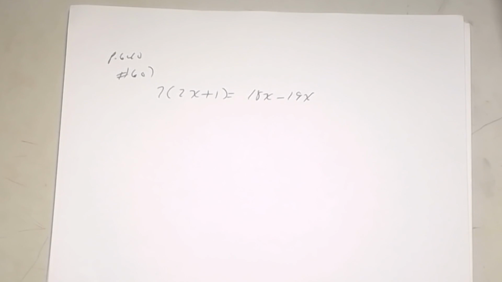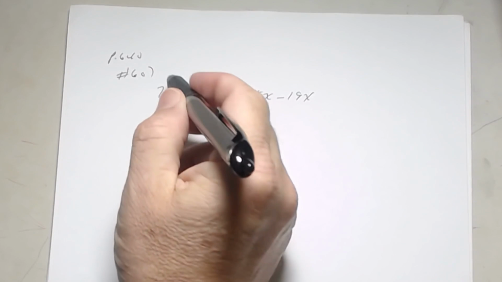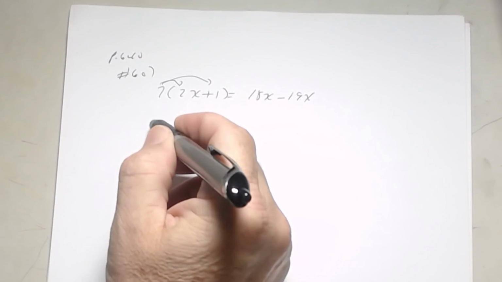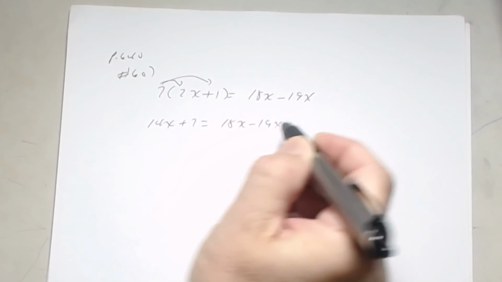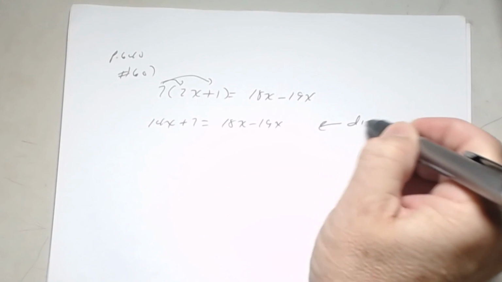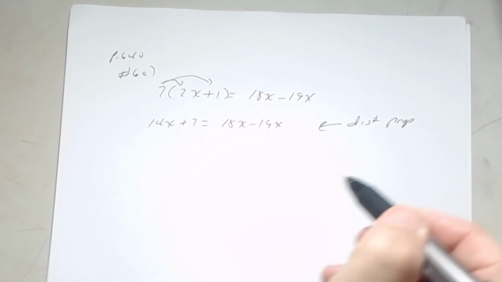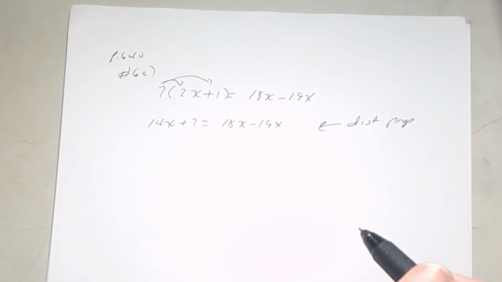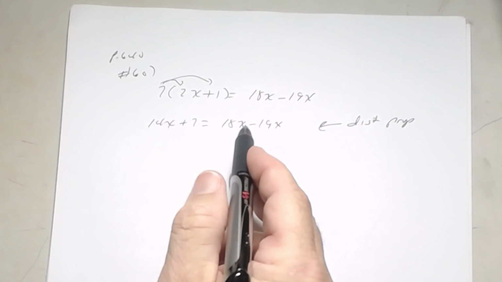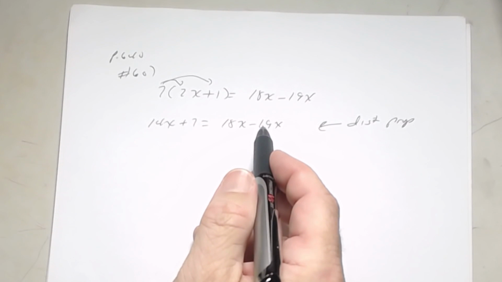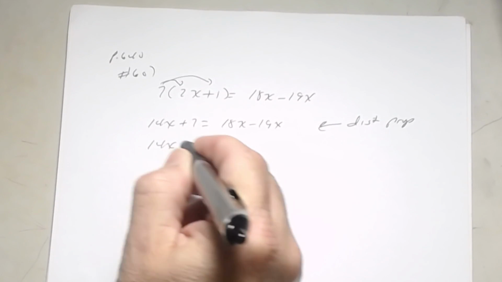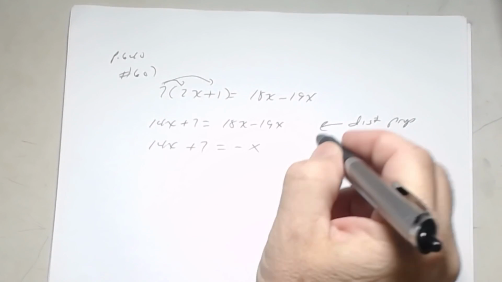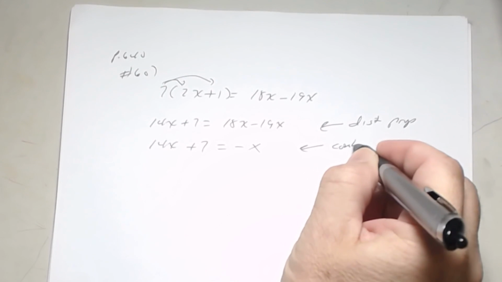Okay, so what are you going to do first? Distribute. Okay, so in a distribute, what do I write? Equal, and then just rewrite the other side because you only want to do one thing at a time. So that was the distributive property. Now you're going to do what? On which side can I combine like terms? On the right side. So what's 18x minus 19x? Negative x or just negative 1x, right? Okay, so I have 14x plus 7 equals negative x. That's what I have. So to get to that point, I combined like terms.